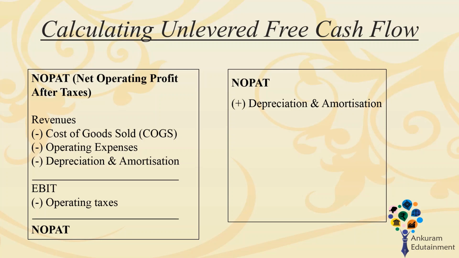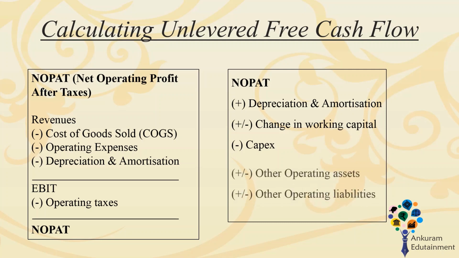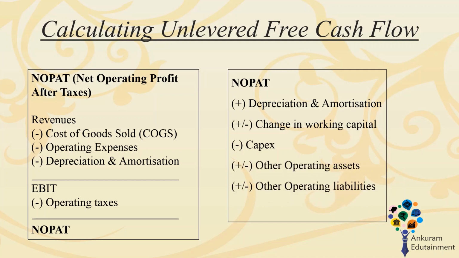Then we need to adjust change in working capital, where we will be dealing with three components. They are trade receivables, inventories, and trade payables. Then again we need to adjust with capital expenditure, which is an expense incurred by a company to replace old plant and machinery with the new one. And finally, we have to adjust with other operating assets and liabilities, which will give us unlevered free cash flows.